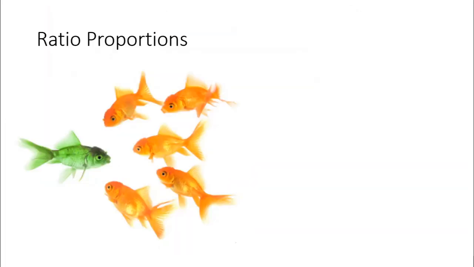Here I've got a ratio of green fish to orange fish. Ratios just show proportions. That doesn't mean that there's necessarily one green fish and 5 orange fish. This diagram may just represent a small section of a very big pond or lake. But what it shows is that for each green fish, there are 5 orange fish. If there were twice as many green fish, there would be twice as many orange fish. It just shows the proportion. There are 5 times more orange fish than green fish.